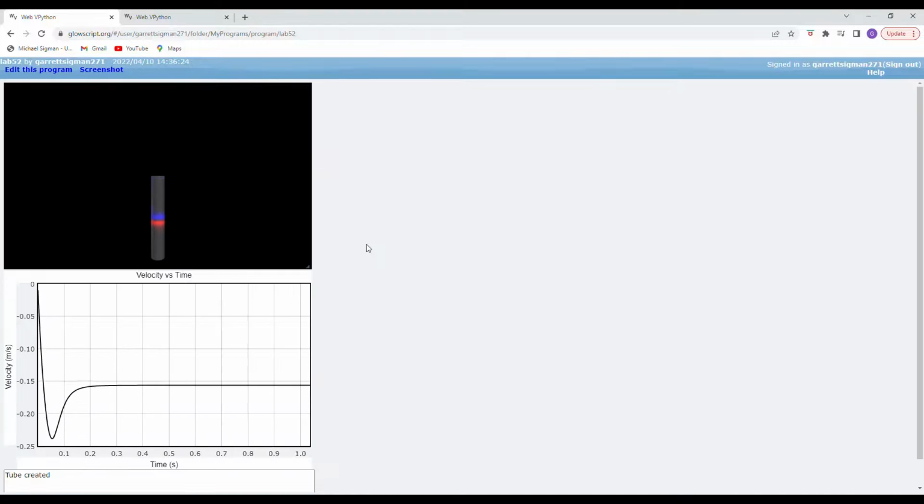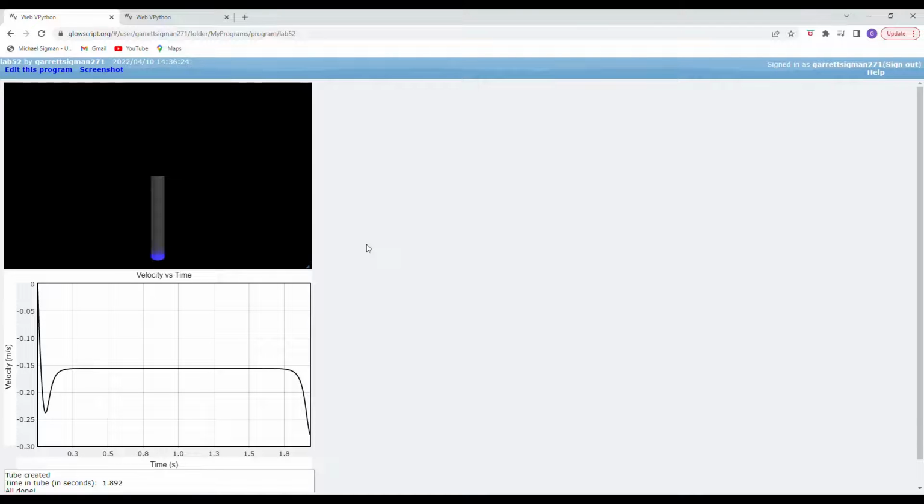And when the program is run, you can see the magnet go from the top of the tube to the bottom, the tube is the black cylinder. The red part of the magnet shows the increasing current below the magnet, and the blue part of the magnet shows the decreasing current above the magnet.